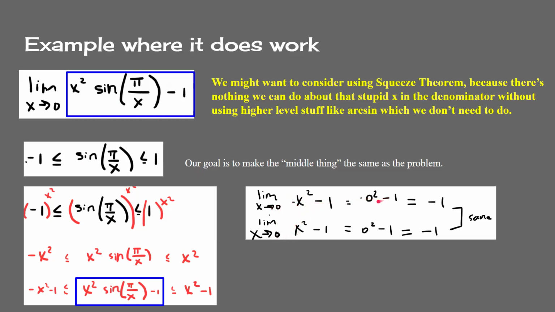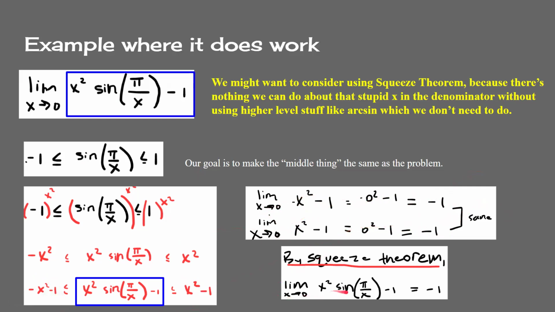And for both, we result in -1. Sorry to kind of skip some steps, but for time's sake, I can't just go crazy and do everything. So as you can see, I just plugged in 0 for both of these, and that's this left and this right. And they are the same. Therefore, by squeeze theorem, this middle one, which is the same as this original problem, is equal to -1.